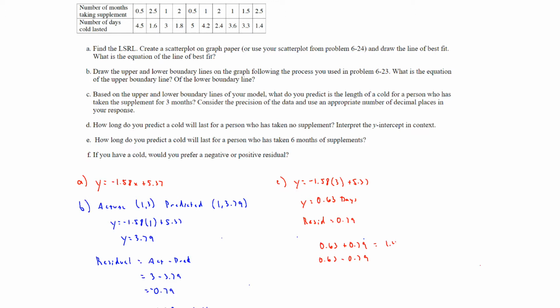So on the maximum side, I get 1.42 days, and then on the minimum side, I'm going to get negative 0.16, which we can't have, negative. So to answer the question, consider the precision of the data.